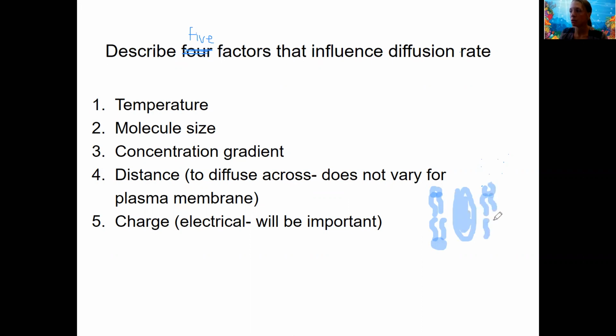But this is going to matter when we start talking about diffusion across body membranes. So for example, for respiration, oxygen and carbon dioxide have to pass across multiple plasma membranes as well as basement membranes that are made up of tissue. And then how many cells it has to go through also matters. So distance will be important, not important for looking at one plasma membrane versus the other. And last is charge. This is about the electrical charge, and this will become important as well. I'm not going to talk about it now.